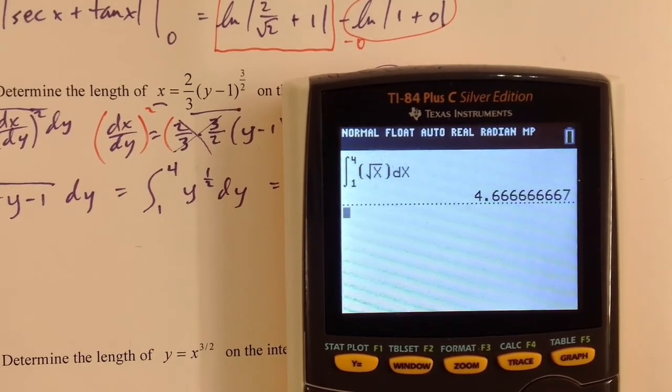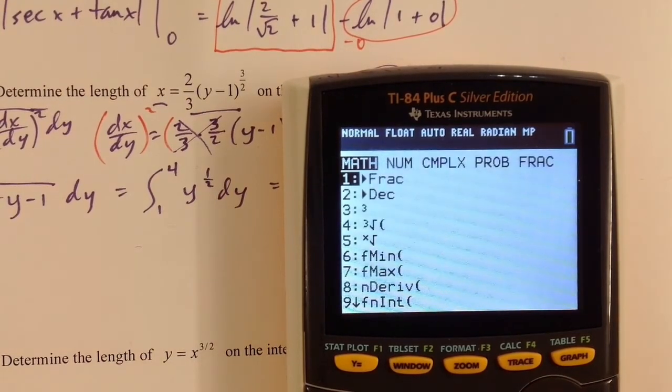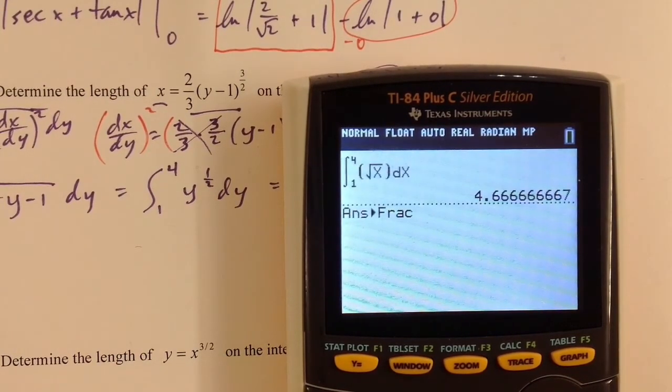Now, is that 14/3? And you're like, okay, I think it is. Well, let's not just think about it. Let's go math, change our answer, math, enter, enter, and we get, yes, it is 14 thirds. So good, we got the right answer.